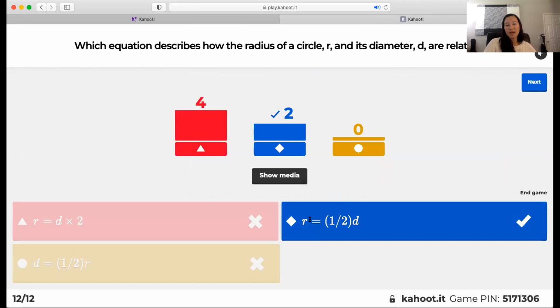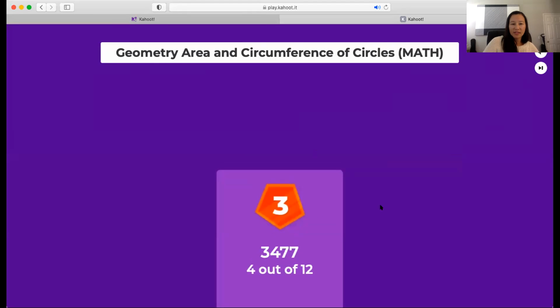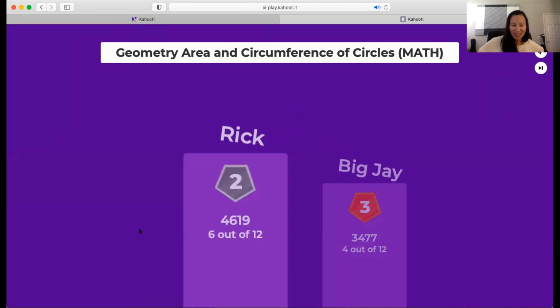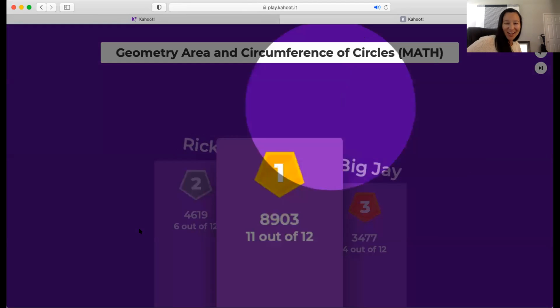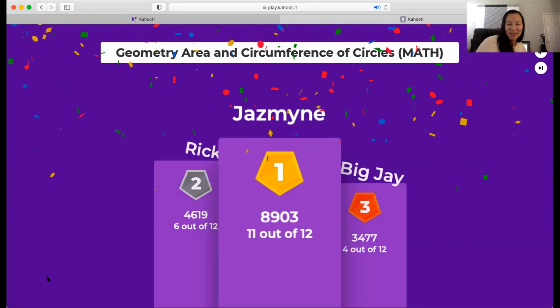Oh, good. Yep, the radius is half of the diameter. All right, good job, Jaden. Third place. Second place, Rick. Good job. And first place, Jasmine. Awesome job.